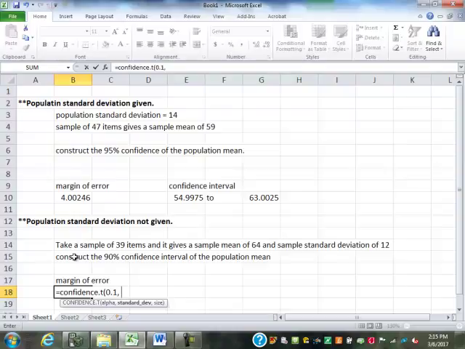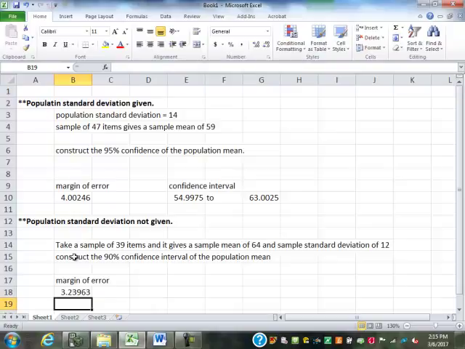Our standard deviation, this is our sample standard deviation now, is 12. And our sample size is 39. Again, it does not ask for the sample mean in any way. The sample mean is what we're going to use over here.